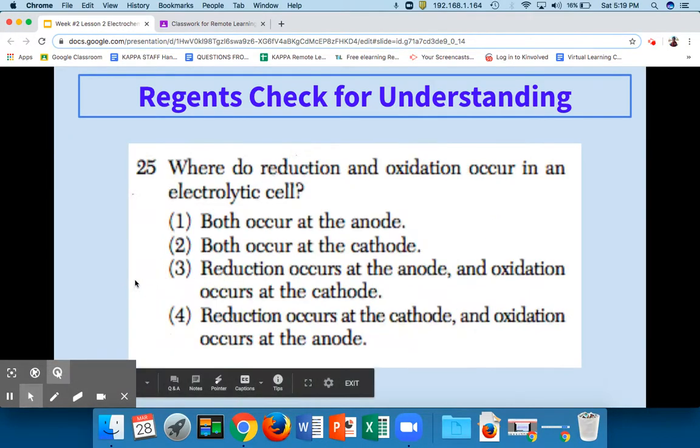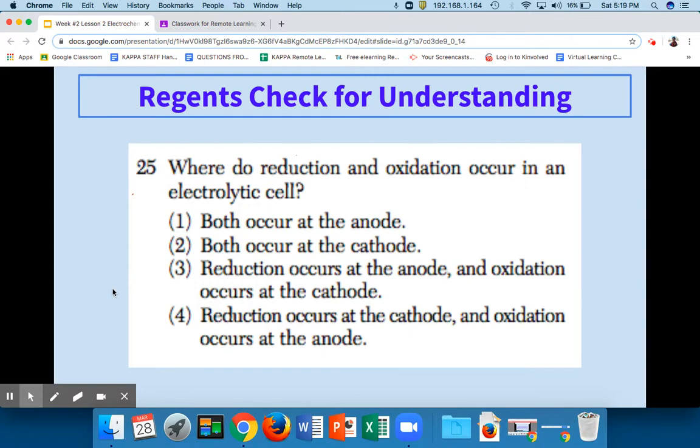Okay, next question. Where do reduction and oxidation occur in an electrolytic cell? 1, both occur at the anode. 2, both occur at the cathode. 3, reduction occurs at the anode and oxidation occurs at the cathode. Or 4, oxidation occurs at the cathode. Reduction occurs at the cathode and oxidation occurs at the anode.